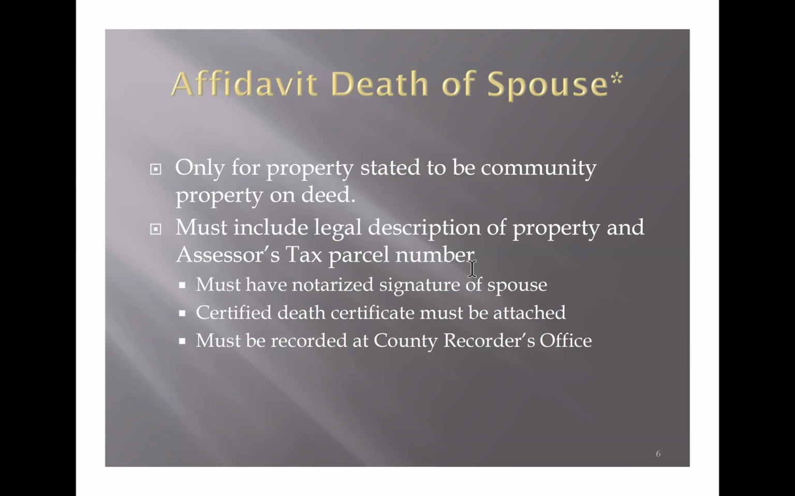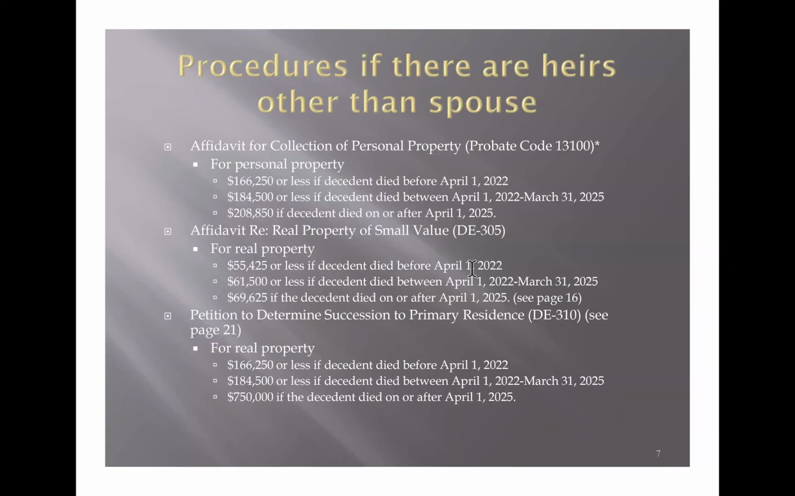But if you have that, then you will fill out an affidavit. It's very much like the affidavit death of joint tenant that we discussed before. It will have to have the notarized signature of the spouse, and you will have to attach a certified death certificate and then record this at your county recorder's office. The spousal property petition we'll get to towards the end. It's a court petition available just to spouses and domestic partners.